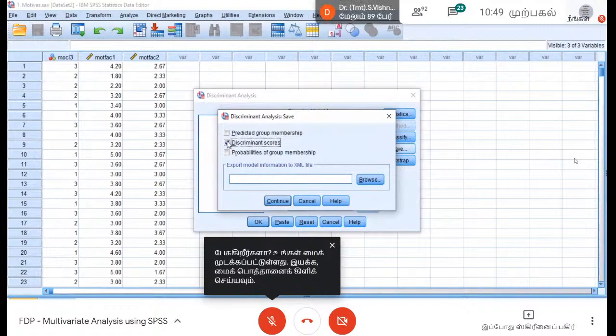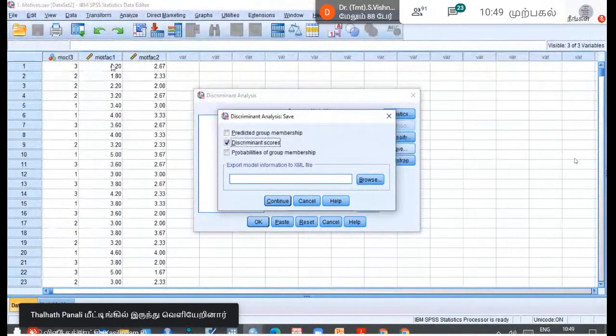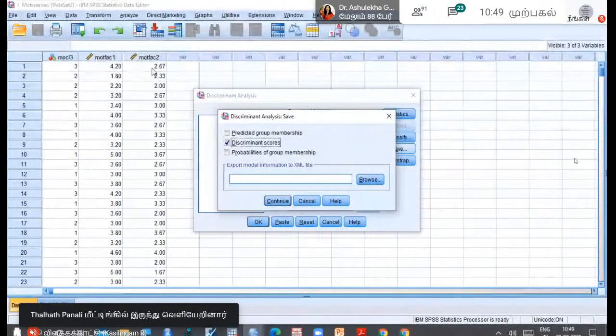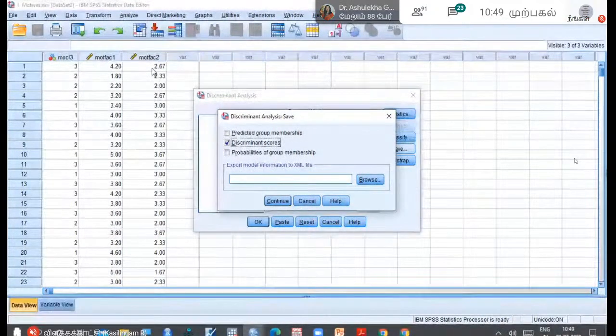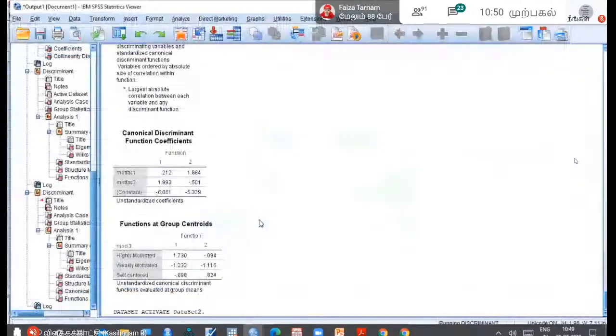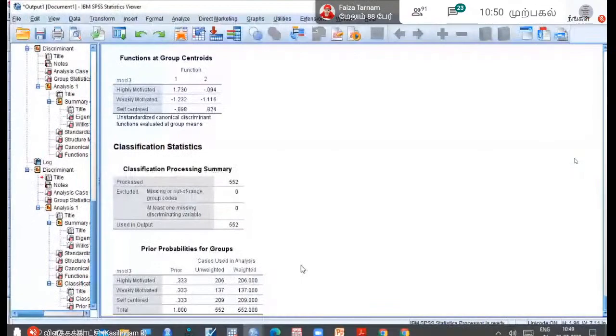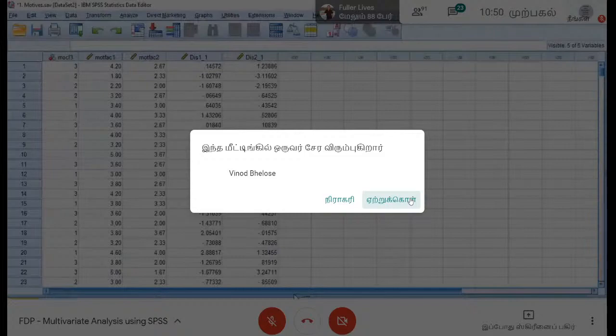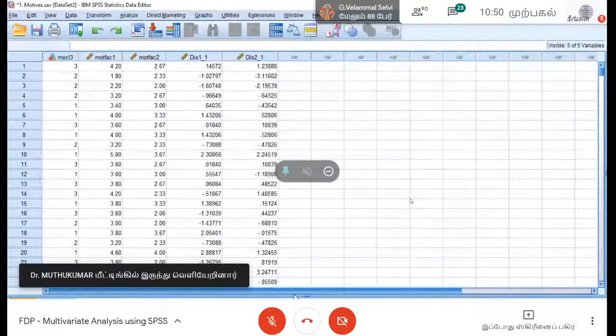With this equation, these are all the x1, x2. The beta coefficient into x1 plus beta coefficient into x2 plus constant a generates that function, and every function will have a discriminant score. So I am going to generate it. If I generate, then in the data set, I will have two functions.